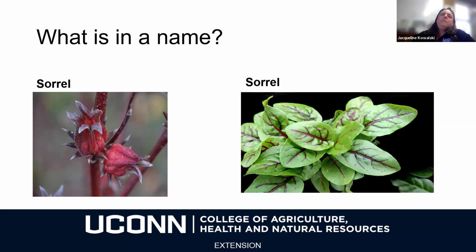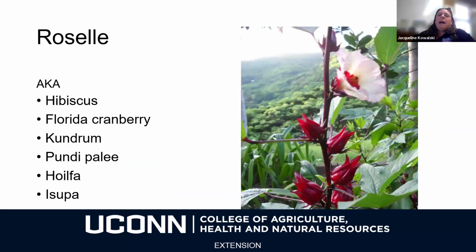And then when I was visiting the refugee response farm, I saw sorrel being grown there, interestingly enough, because I'll mention why in a moment. So what I know as sorrel is generally referred to in this region as roselle. However, depending where you are in the United States or in the world, it can be called hibiscus, Florida cranberry, cundrum, puntipalli, hoyafa, espua, and many, many other different names. So sometimes we want to make sure that we're talking about the same plant when we're referring to some of these newer crops we don't have familiarity with.